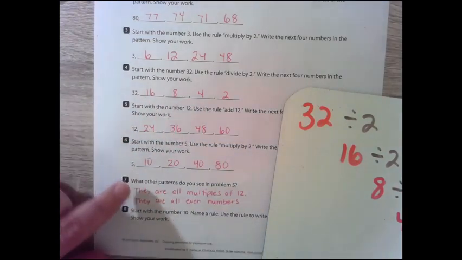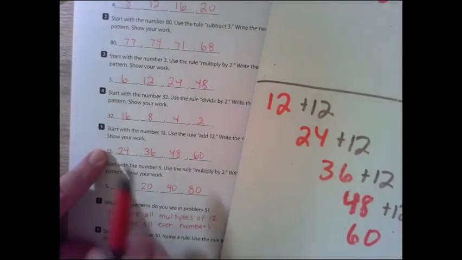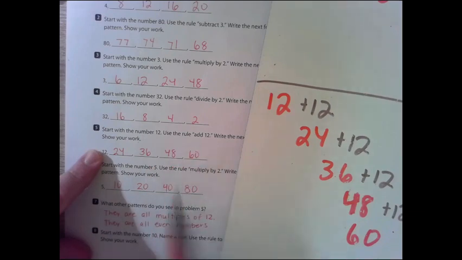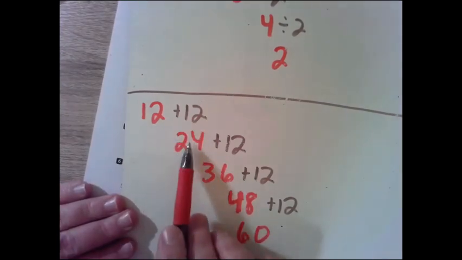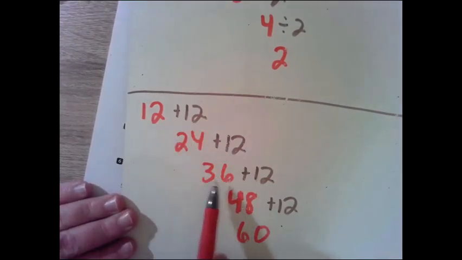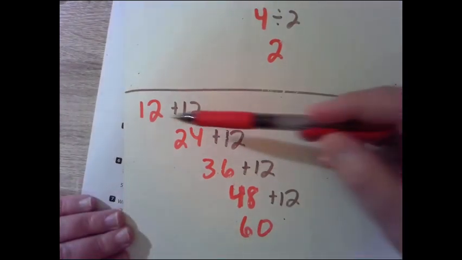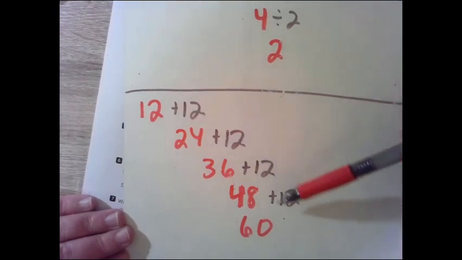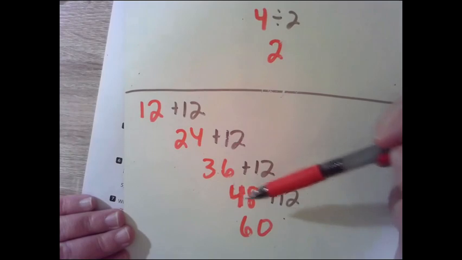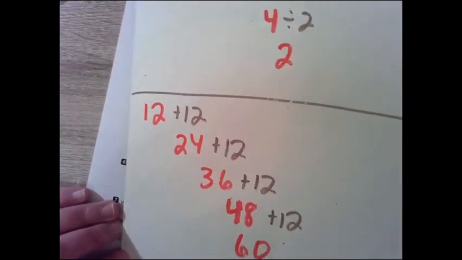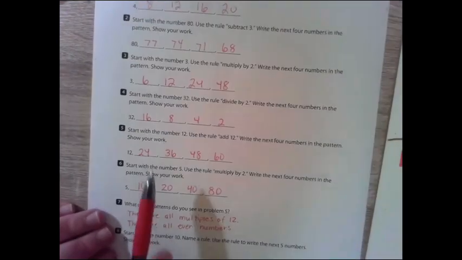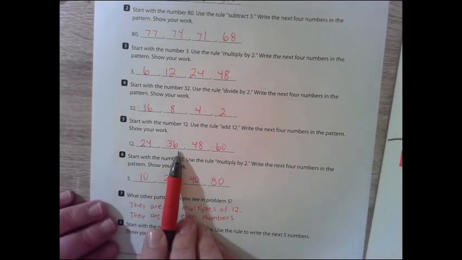Looking at number 5, they're asking you to start with 12 and add 12. So 12 plus 12 is 24. 24 plus 12 is 36. 36 plus 12 is 48. 48 plus 12 is 60. I'm noticing that these are all multiples of 12 because we're starting with 12 and counting by 12s every time. So 12, 24, 36, 48, 60, those are all multiples of 12. Just an observation I made.